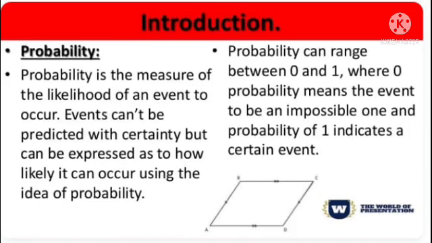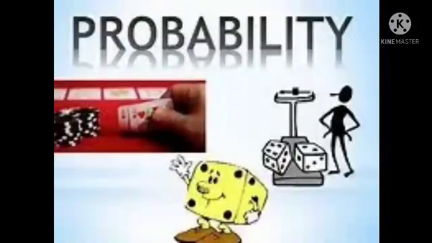Events can't be predicted with certainty but can be expressed as to how likely they can occur using the idea of probability. Probability can range between 0 and 1, where 0 probability means the event is an impossible one and probability of 1 indicates a certain event. So today, let us discuss something more related to this in our lesson, probability.